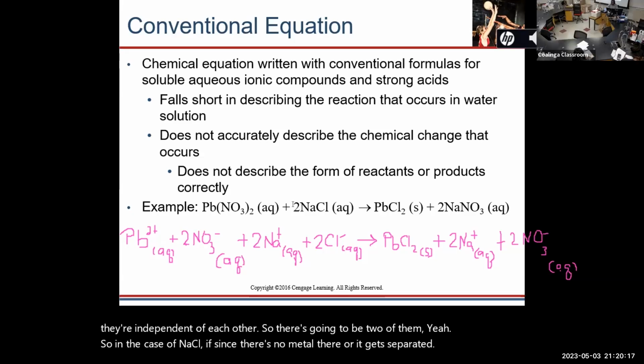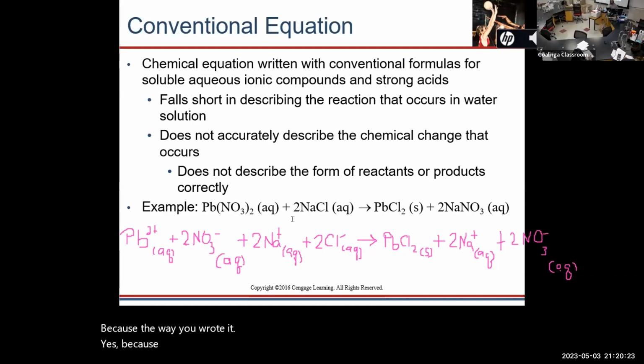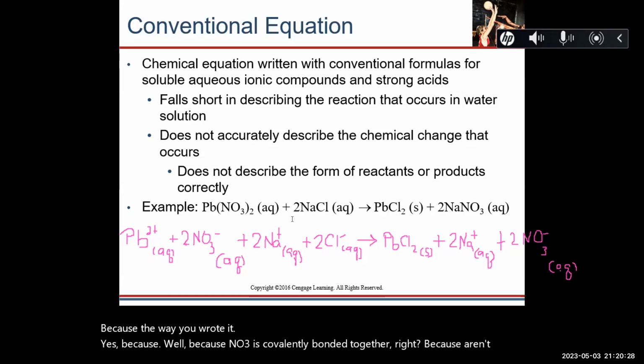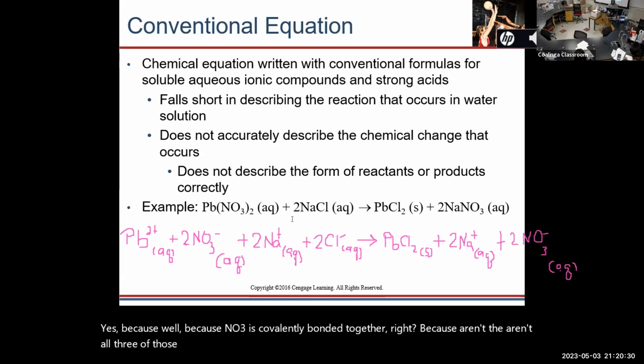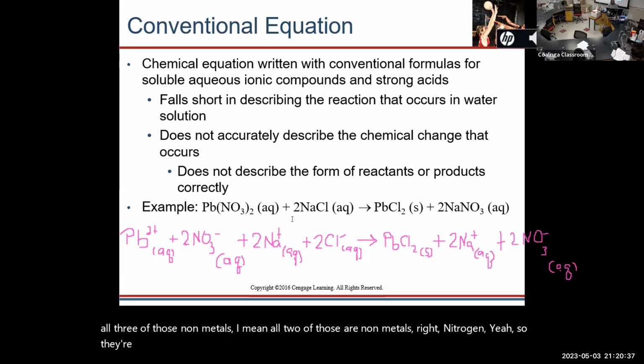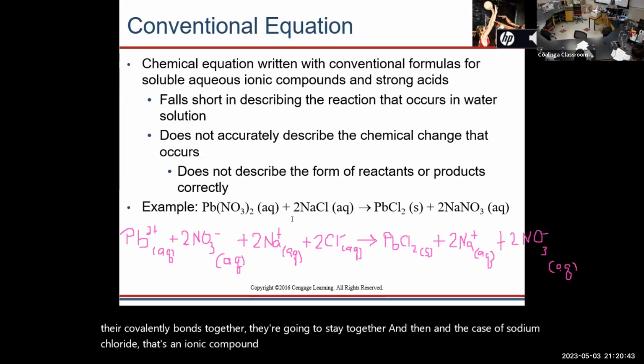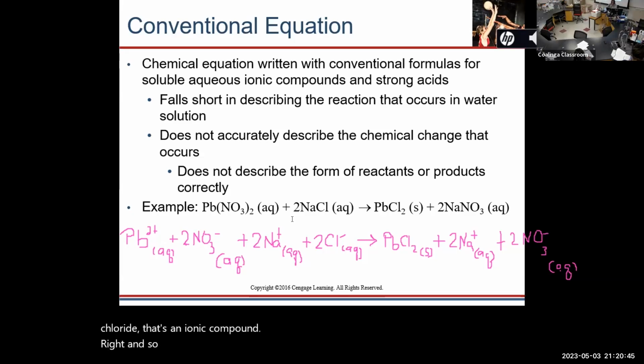I'm just asking because the way you wrote it, you wrote NO3 as a unit, and then NaCl you separated. Well, because NO3 is covalently bonded together, right? Aren't all of those non-metals? Yeah, nitrogen and oxygen. So they're covalently bonded together. They're going to stay together. And in the case of sodium chloride, that's an ionic compound, right? And so they're going to separate from each other.